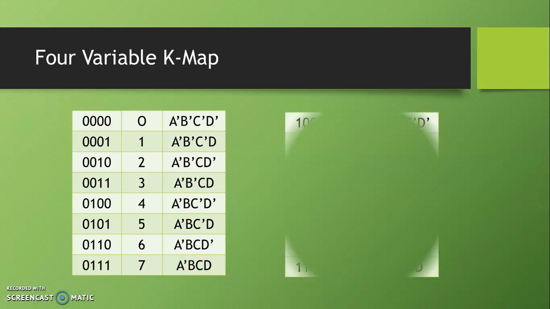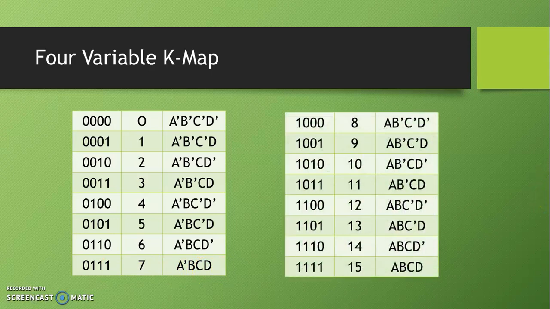In the same way we go for 8 to 15. Again we have similar product terms. For 1 1 1 1, we know that the equivalent decimal number is 15. So the product is A, B, C, D.